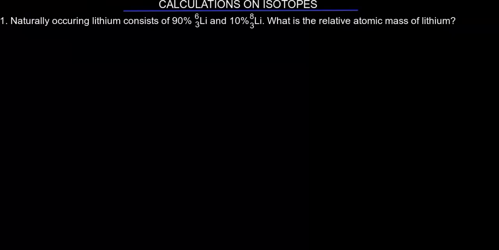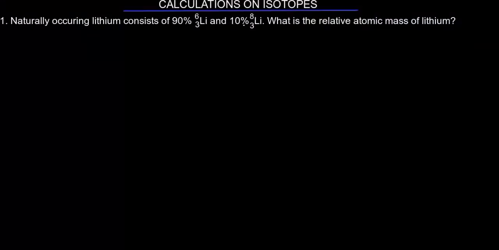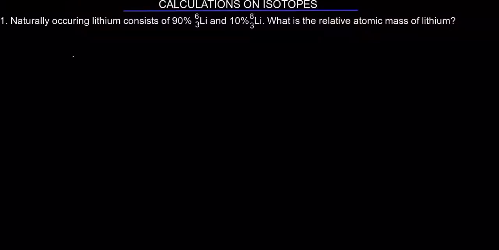Now, take note that the percentage of each of these isotopes in the naturally occurring lithium, we call it the percentage abundance, or we just simply call it the abundance of the isotopes in the original atom. Now, the abundance of this first one is 90%. The abundance of the second one is 10%. Good.